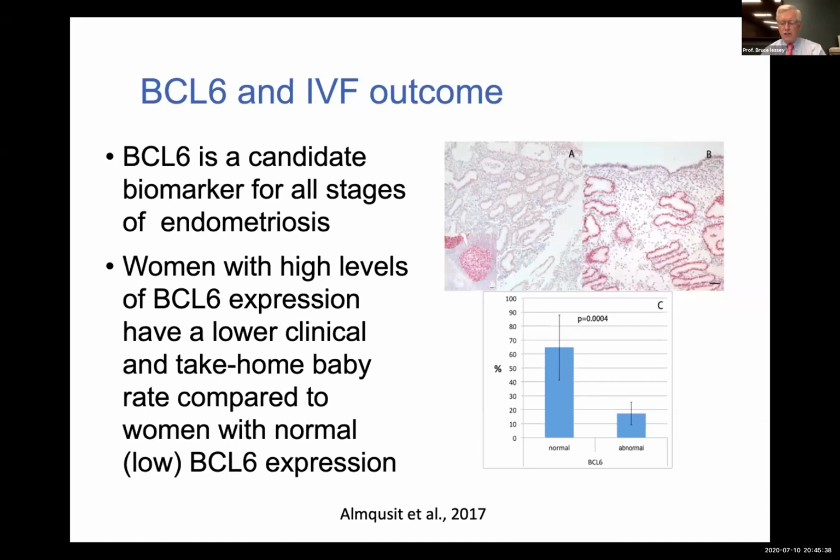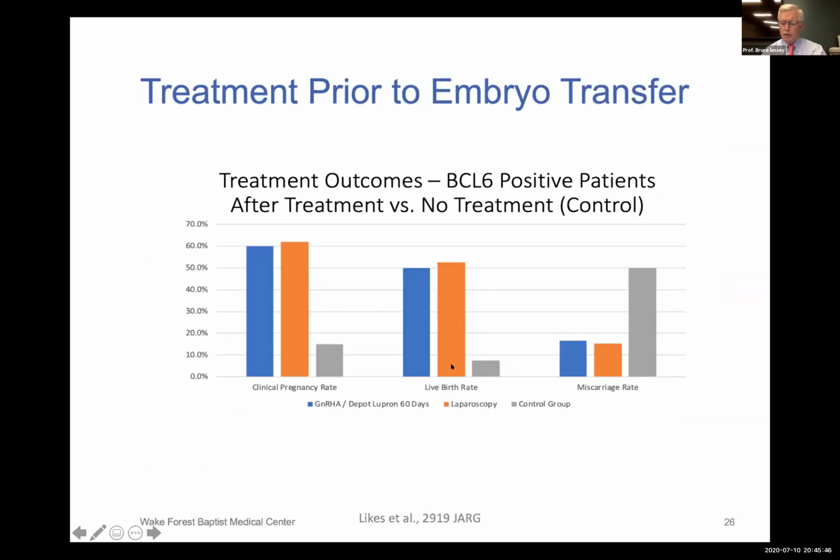And so BCL6 is one of many potential markers that could be used to try and figure out which patients require further treatment. And the treatments, we also published this in Journal of Assisted Reproduction and Genetics in 2019 in patients that had elevated BCL6 who underwent no treatment. The clinical pregnancy rate and live birth rate were very low, and the miscarriage rate was 50%.